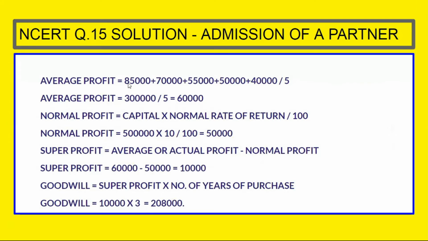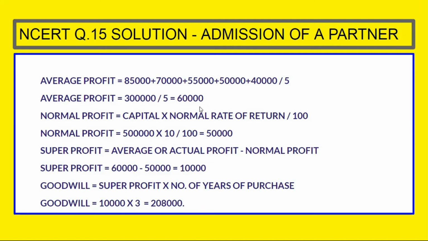The formula for average profit is total of past 5 years profit divided by number of years, that is 5 years. So this is 2011 80,000, 2012 70,000, 2013 55,000, 2014 50,000, 2015 40,000. The total profit for the past 5 years is 3 lakh. The number of years is 5. So 3 lakh divided by 5, the average profit is 60,000.